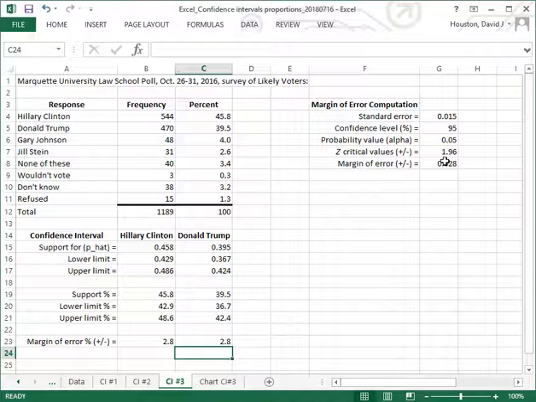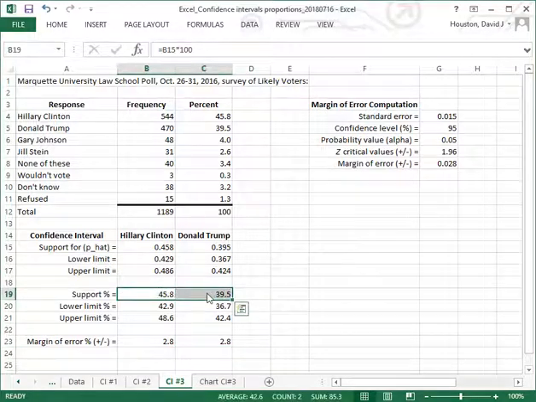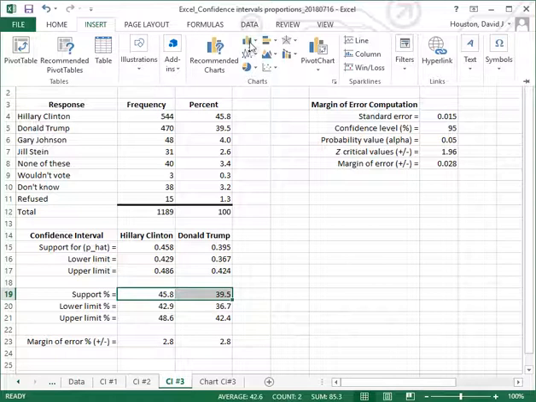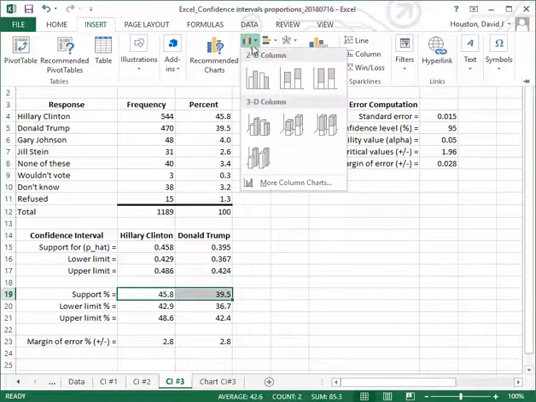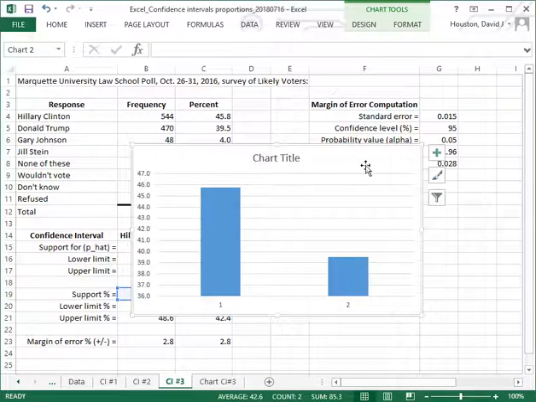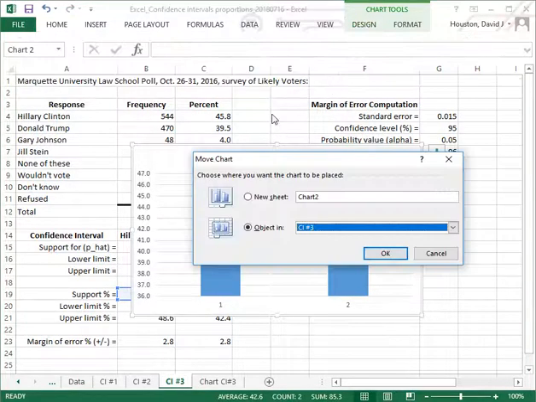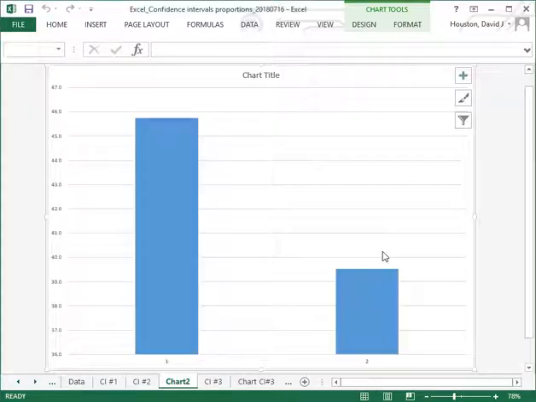Now what I'd like to do is show you how you can take these confidence intervals and actually present them graphically. So I'm going to click and drag to highlight the two values for our two sample estimates, that being 45.8% support for Clinton and 39.5% support for Trump. Come up under Insert, come over to the tab for the bar charts, and I'll choose the very first one, a simple bar chart. Now let me go ahead and move it to its own sheet so we can make it a little larger to work with.